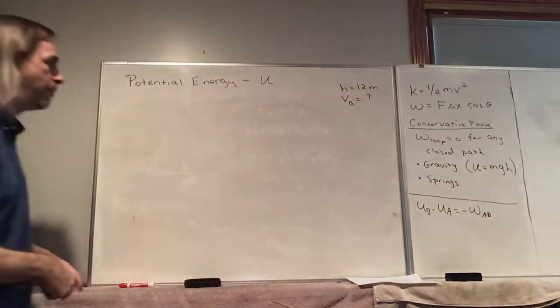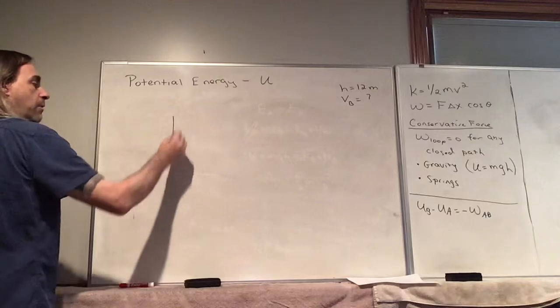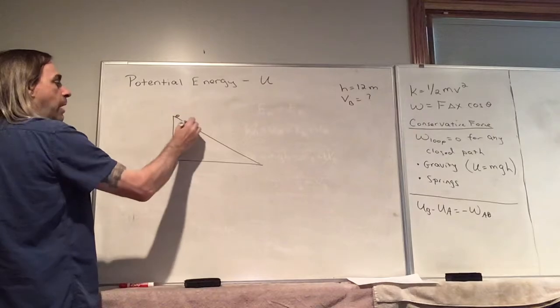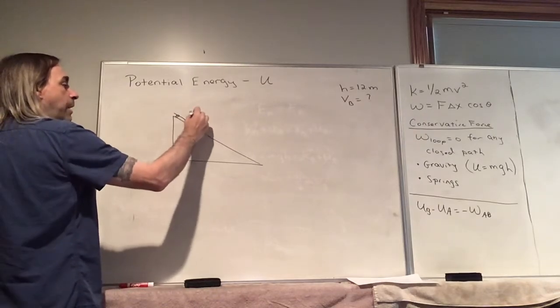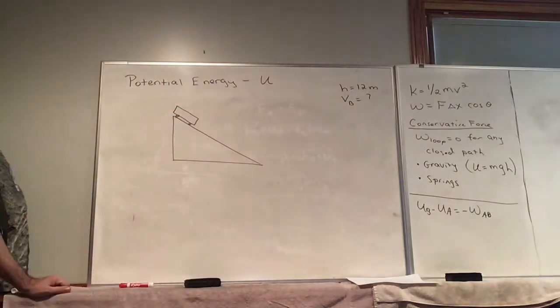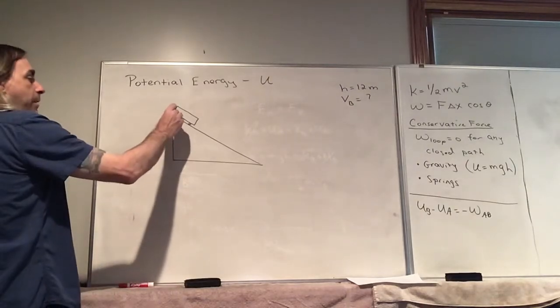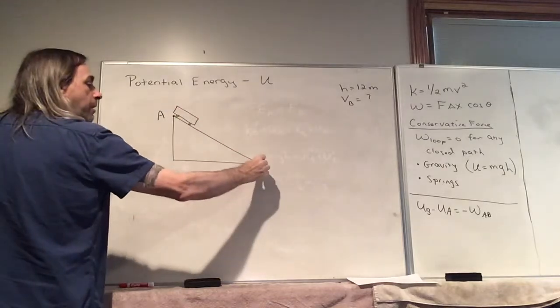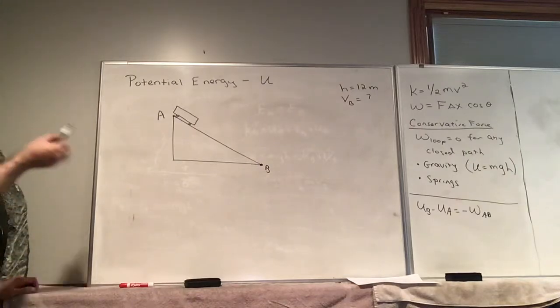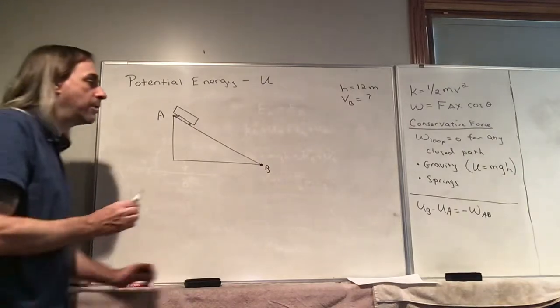But let's look at a different example. Let's say we're going to push, or just let an object slide down an incline. And again, we can only use mechanical energy if there's no non-conservative forces. So here, let's get rid of friction. And in this case, conservation of mechanical energy is valid. So let's say we start at the top of the incline at point A. We end up at the bottom of the incline at point B. And we just release this.